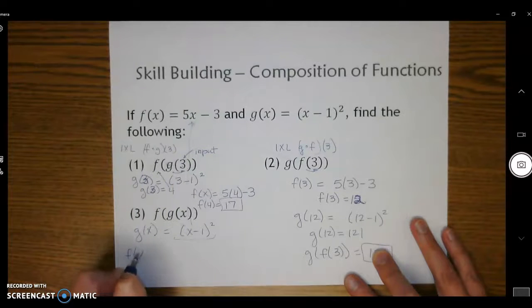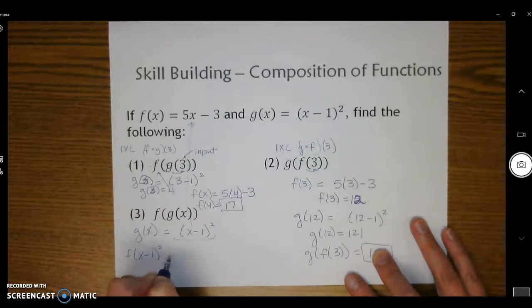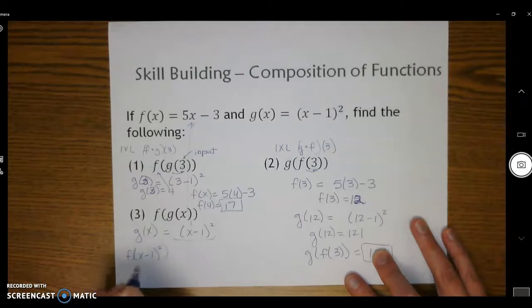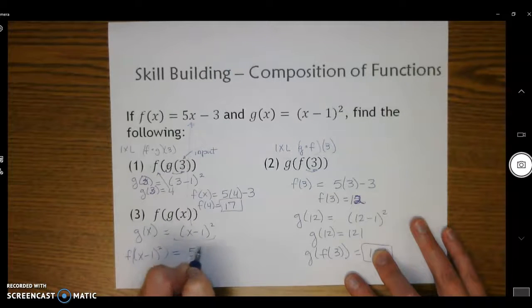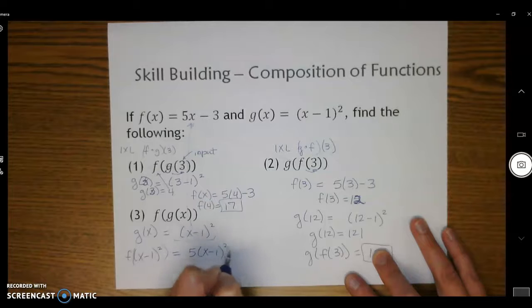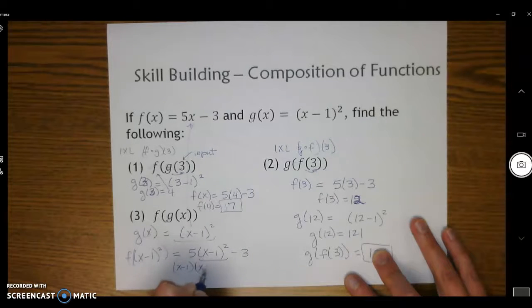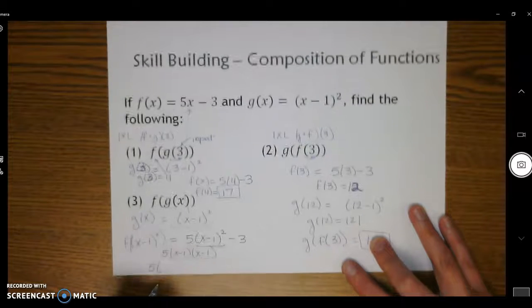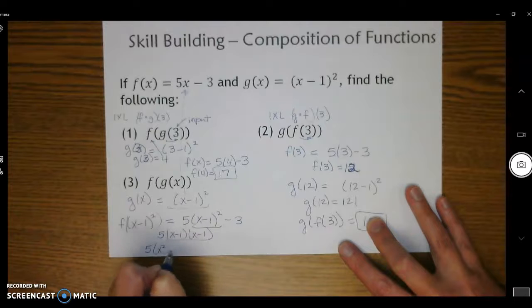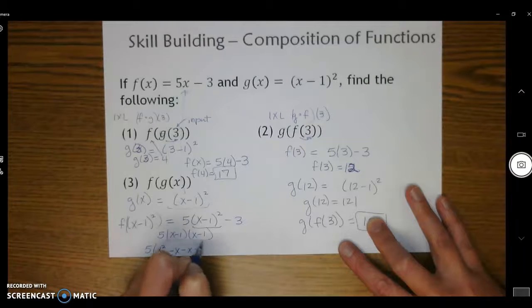So f of x minus 1 squared equals 5 times x minus 1 quantity squared minus 3. We're going to take care of this first. Write it out twice. There's a 5 sitting way in front. Again, I'm going to take care of that first. So 5 times x squared minus x plus 1.